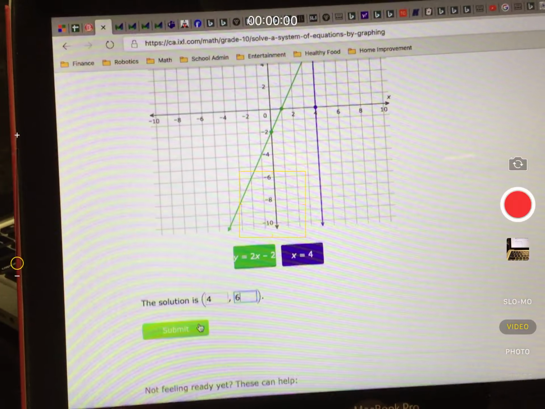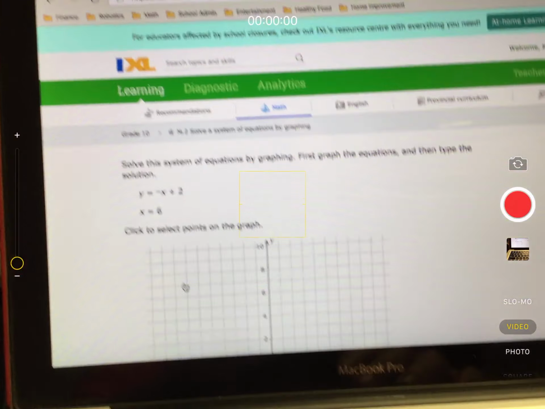Okay, so your work for today is an IXL M2.